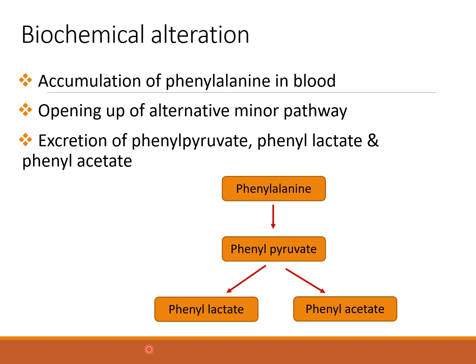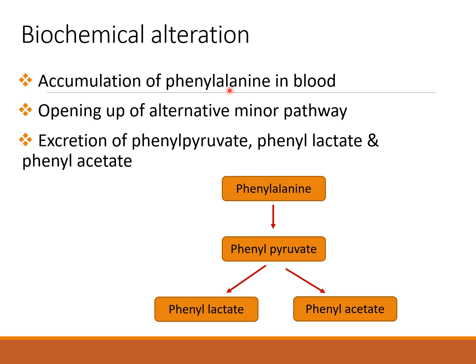Biochemical alterations in phenylketonuria are accumulation of phenylalanine. Very high levels of phenylalanine are accumulated. The normal is less than 1 milligram per deciliter, but in phenylketonuria it can go up to more than 20 milligrams per deciliter. So this is because the phenylalanine hydroxylase enzyme is defective. So phenylalanine is not converted to tyrosine.